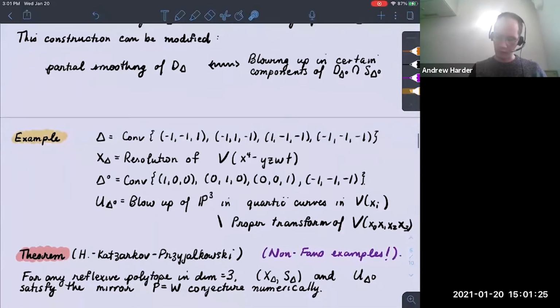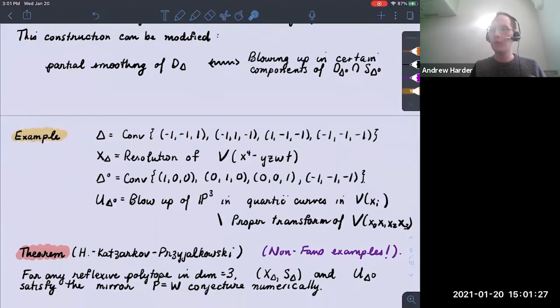Okay, so the thing that you can prove in this case, which is significantly more difficult than the previous case, but it's still just a direct computation, is that for any reflexive polytope in dimension 3, if I build these mirrors, this isn't going to be mirror in any sense except for the sense that I'm talking about, then these two pairs satisfy the mirror P equals W conjecture numerically. So you can just check this in this straightforward case.